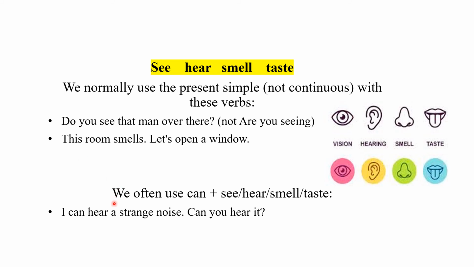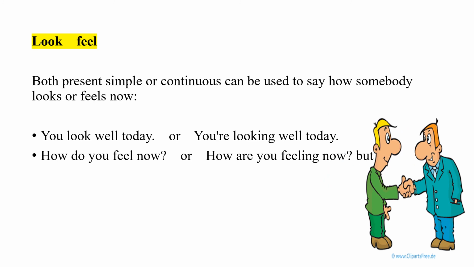In some conditions, we can also use can before the verb that indicates a sense. For example, I can hear a strange noise. Can you hear it? There are certain verbs which can be used in both present simple and present continuous tense.